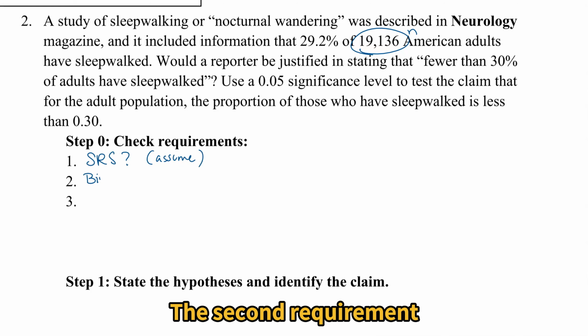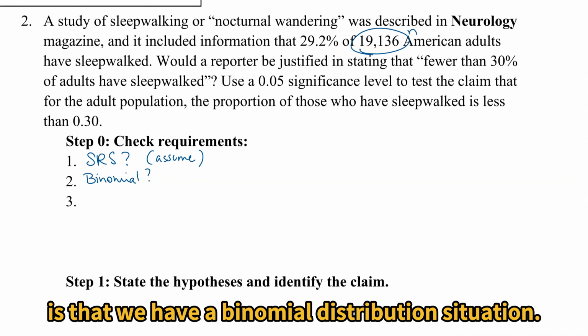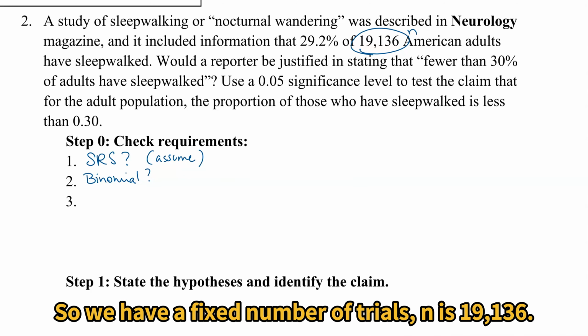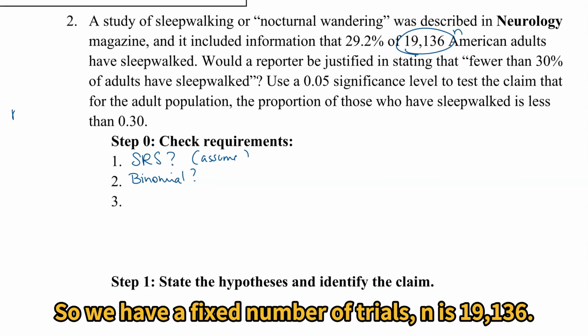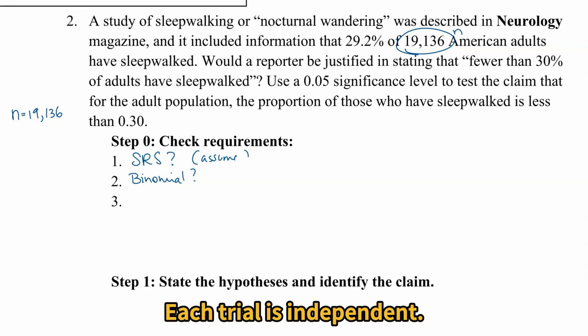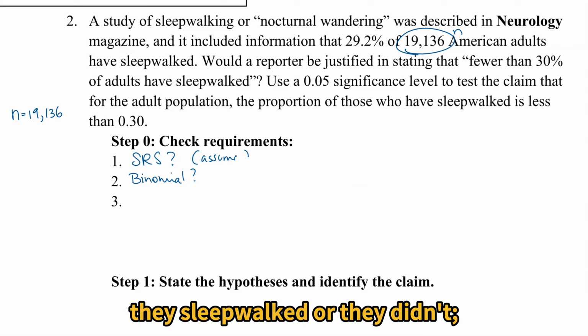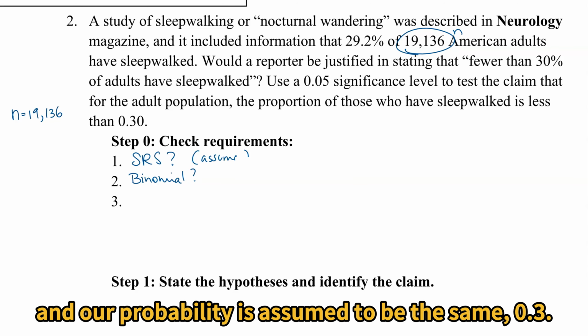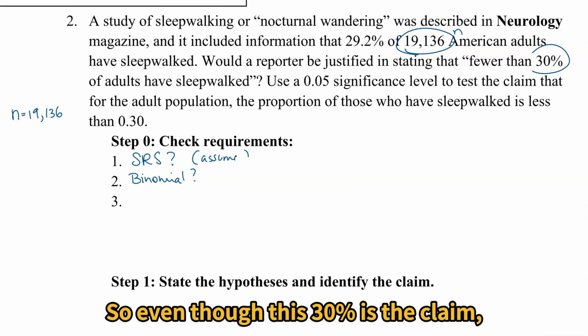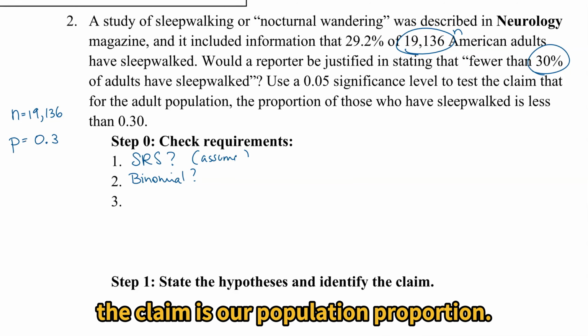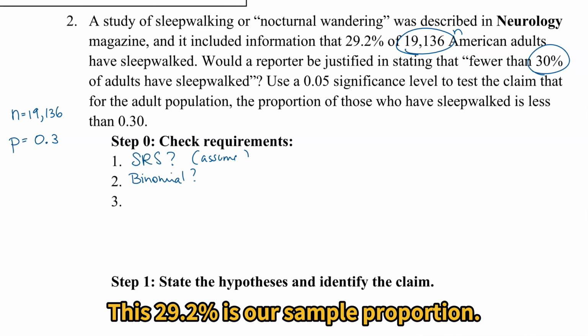The second requirement is that we have a binomial distribution situation. So we have a fixed number of trials. N is 19,136. Each trial is independent. We have one of 2 outcomes. They sleepwalked or they didn't. And our probability is assumed to be the same, 0.3. So even though this 30% is the claim, it is our population proportion. This 29.2% is our sample proportion.